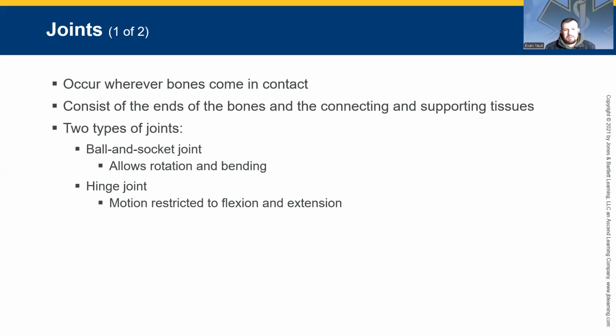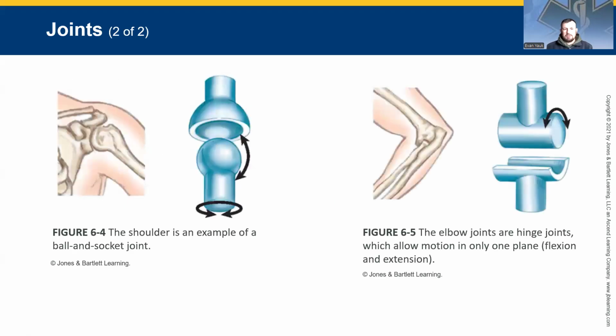Two types of joints. We've got the ball and socket joint, which allows for rotation and bending. Just think of a ball, you can move multiple directions. And then you've got your hinge joint, which is just two directions, like the hinge of a door. There's a picture to help you visualize it. So our shoulder would be an example of that ball and socket joint, where our elbow or our knee would be a good example of the hinge joint.